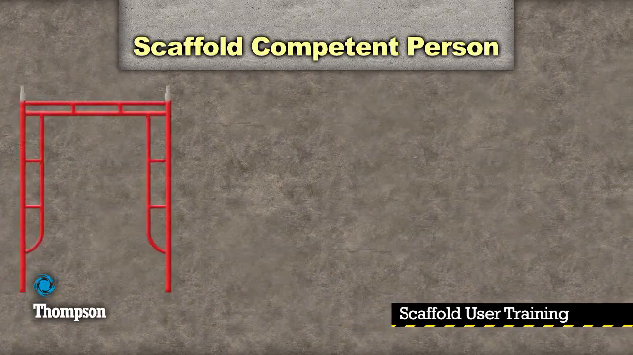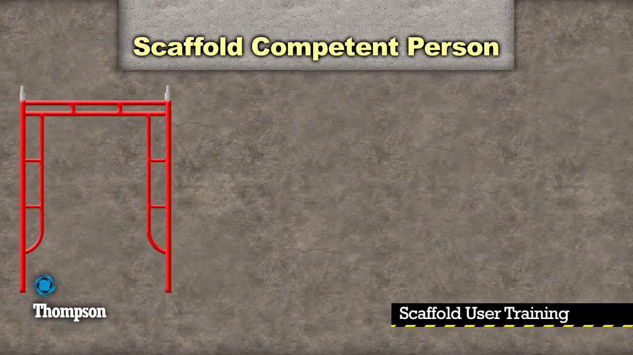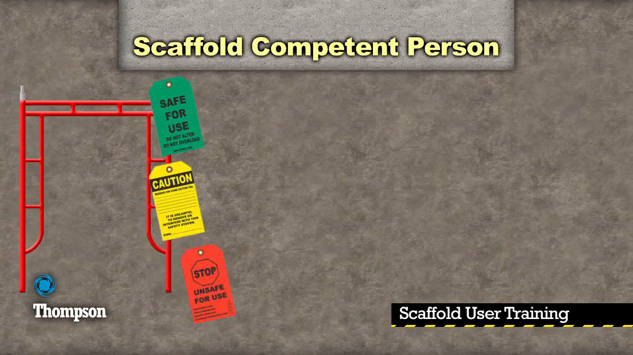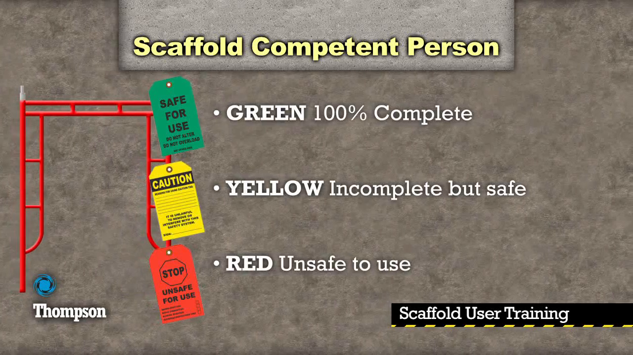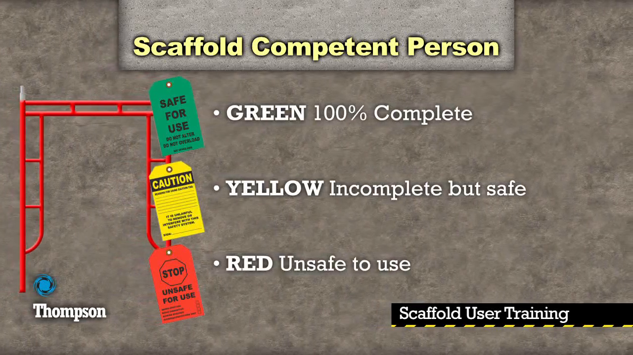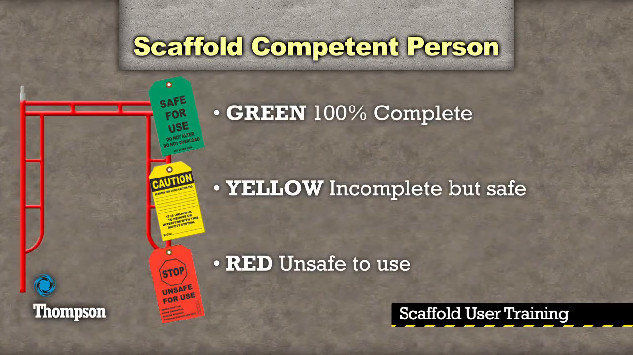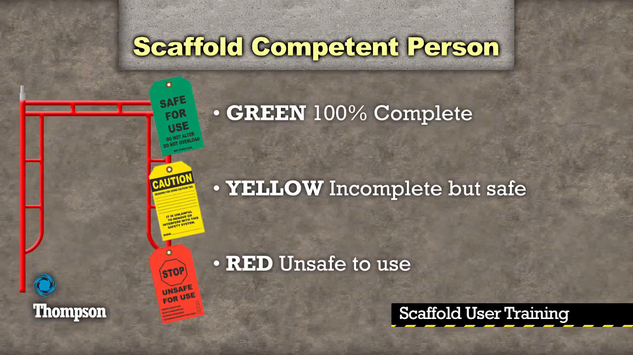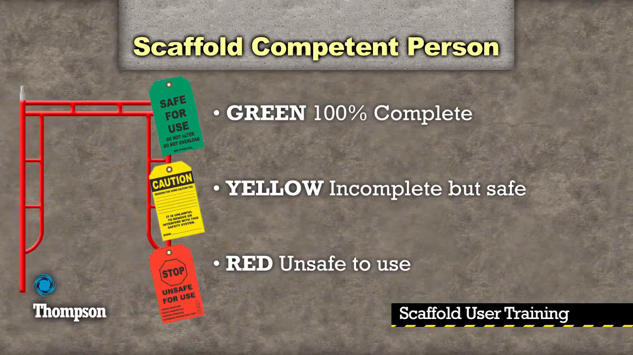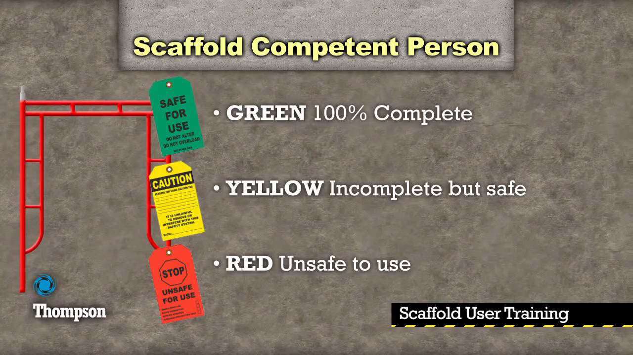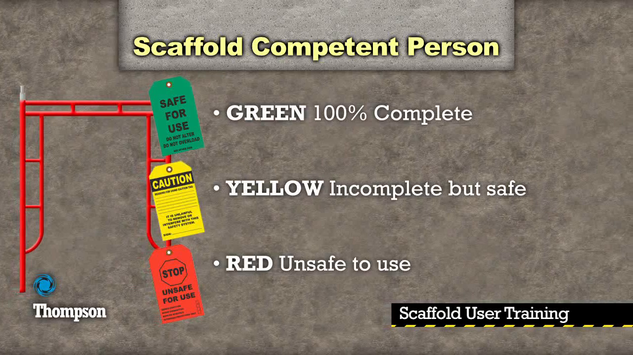A competent person will perform a scaffold inspection. They will determine the status of a scaffold using a green, yellow, or red tag. A green tag is a 100% complete scaffold ready for use. A yellow tag is an incomplete but safe to use scaffold. A red tag is an unsafe scaffold and may not be used, generally a scaffold that is still under construction or in the process of disassembly. No one should climb onto a scaffold or go to work on a scaffold unless it has been inspected and the green or yellow tag is posted and signed by the competent person.